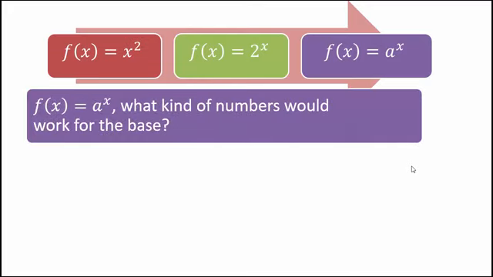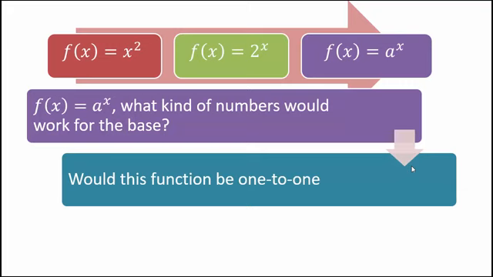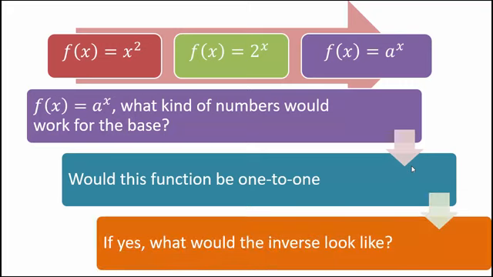What kind of questions would we want to ask then? We want to know what kind of numbers would be valid as a to make it a function. So what numbers would work for our base? Would this function be 1 to 1? And then if it is 1 to 1, what would the inverse look like? Those are the questions. So pause the video here, explore these functions, and then continue the video.